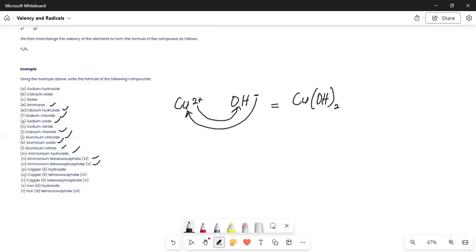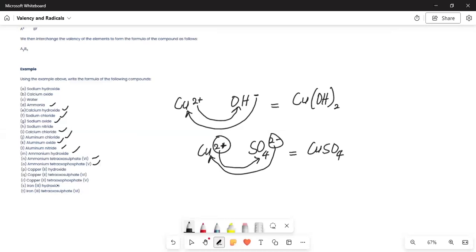The next one is copper 2 tetraoxosulfate 6. And copper, the oxidation number there is 2, it's indicated copper 2. And tetraoxosulfate 6, again the oxidation number is minus 2. So when there is a combination, they exchange their valency. The sulfate picks 2 from copper, and copper also picks 2 from sulfate, so that the formula is CuSO4. When they are the same, 2 and 2, we don't need to write it, the 2 are going to cancel out.